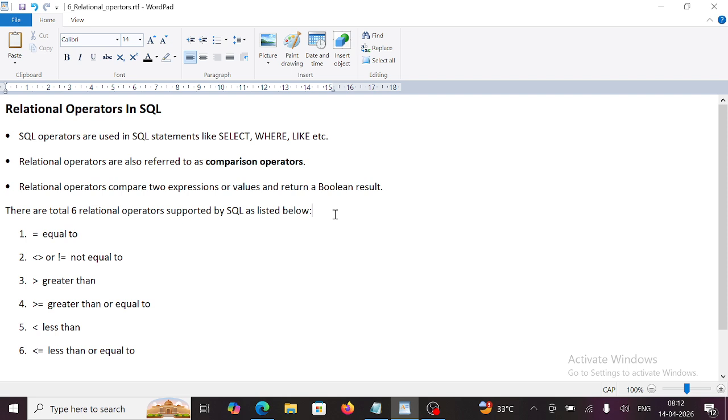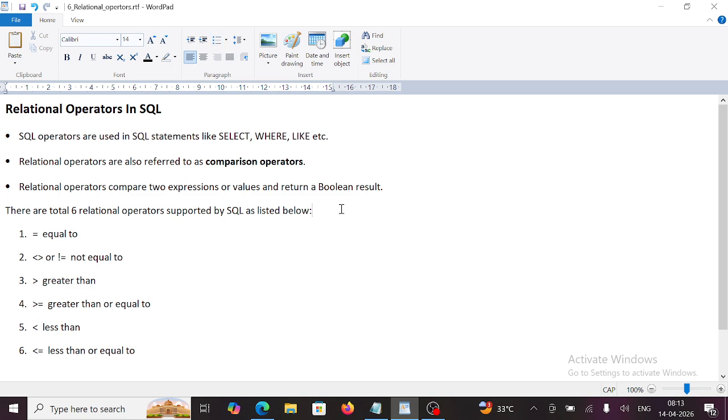First, we will see what relational operators are. Relational operators are also referred to as comparison operators. Both are the same thing. They are used to compare two expressions, meaning the values on the left side and right side, and return a Boolean result, meaning true or false.